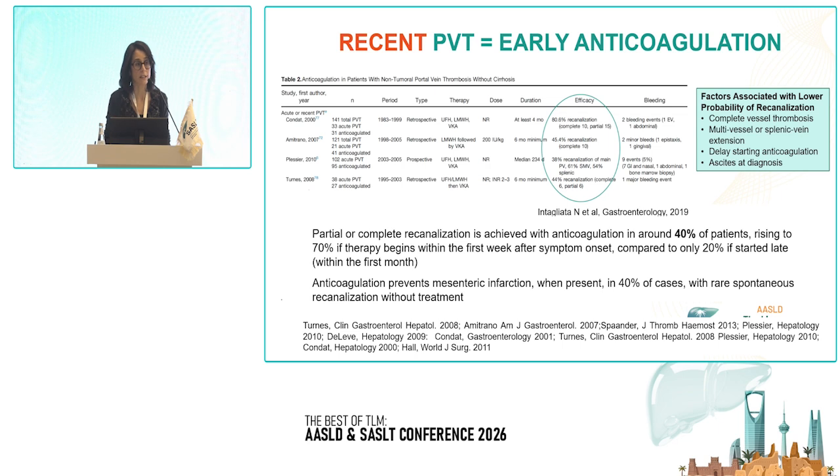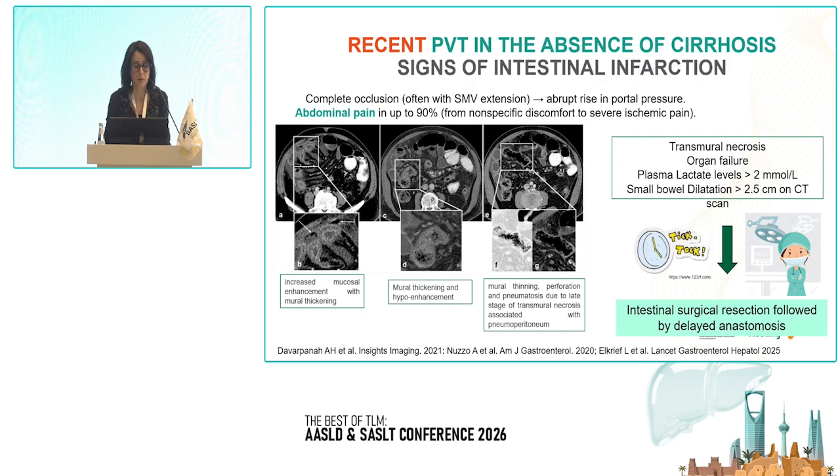So what about anticoagulation? If we have a thrombosis in the absence of cirrhosis, we should start anticoagulation very early because this correlates with the rate of recanalization. Here, the rates of recanalization are higher than in the setting of cirrhosis. So this is the first line treatment without any doubt.